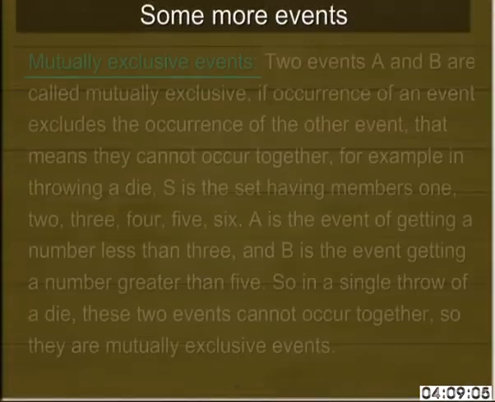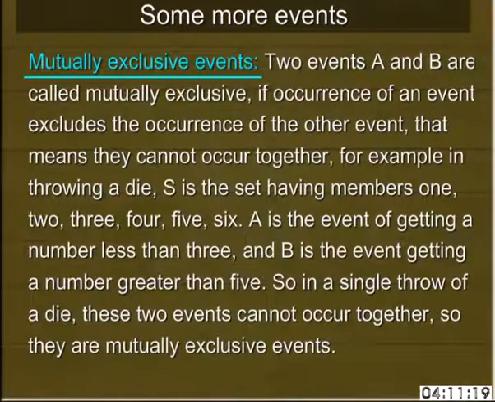Some more events. Mutually exclusive events. Two events A and B are called mutually exclusive if occurrence of one event excludes the occurrence of the other event. That means they cannot occur together. For example, in throwing a die, S is the set having members 1, 2, 3, 4, 5, 6. A is the event of getting a number less than 3, and B is the event of getting a number greater than 5. So in a single throw of a die, these two events cannot occur together, so they are mutually exclusive events.